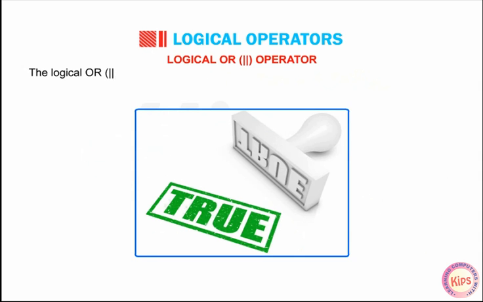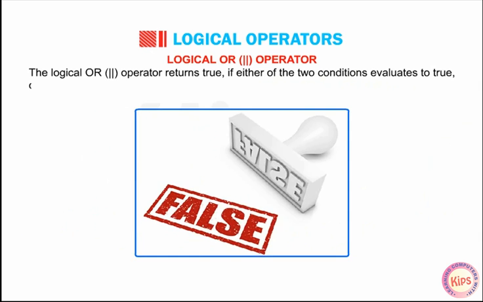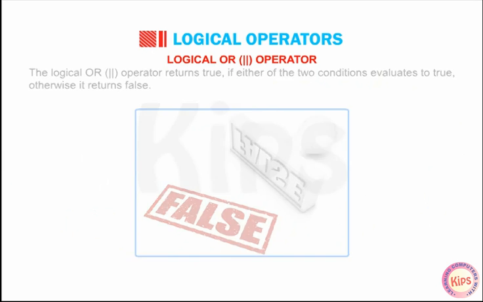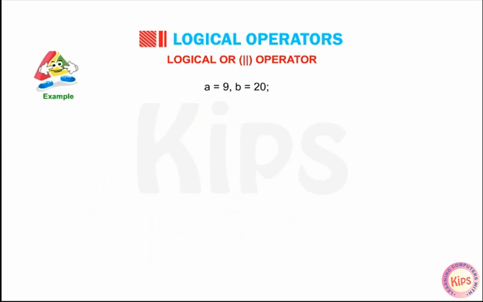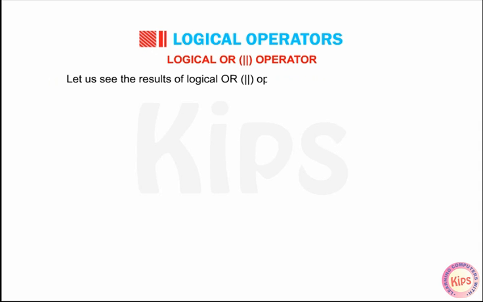The logical OR operator returns true if either of the two conditions evaluates to true, otherwise it returns false. Let us take an example. a = 9, b = 20; (b > a) || (b < a). This will return true because the first expression is true. Let us see the results of the logical OR operator for various expressions.